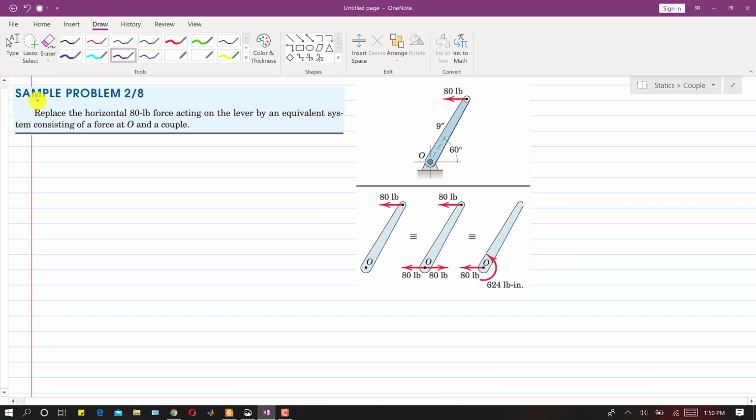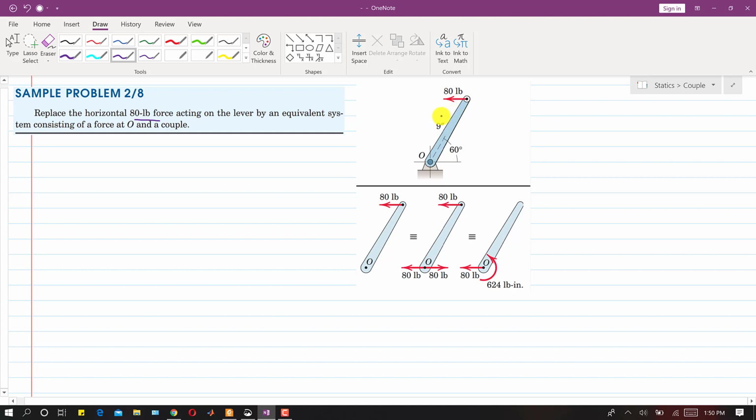The next sample problem is 2.8. In this problem it is said to replace the horizontal 80 pound force, which is acting on the lever, by an equivalent system consisting of a force at O and a couple. So we want to replace this force with a force couple system.